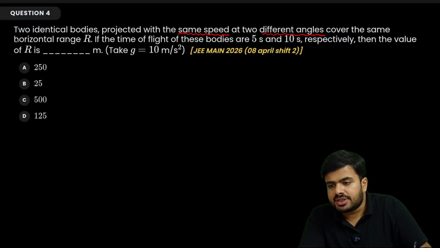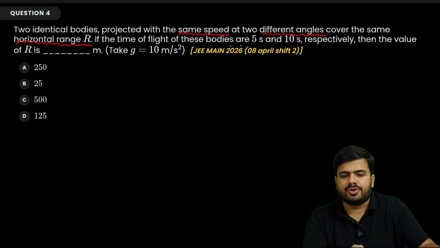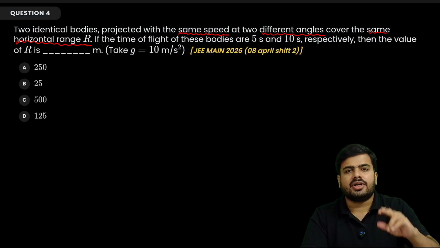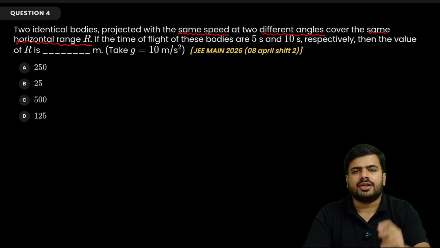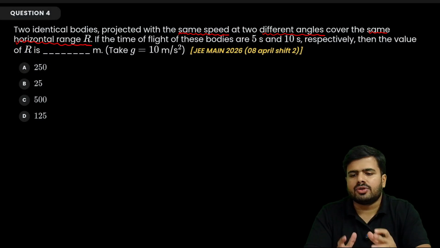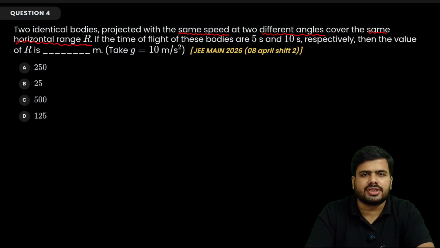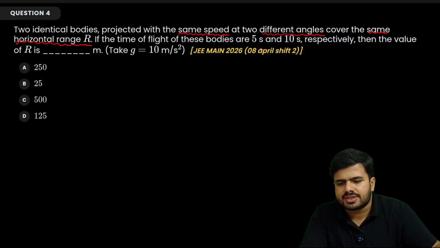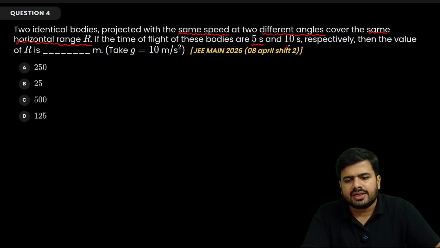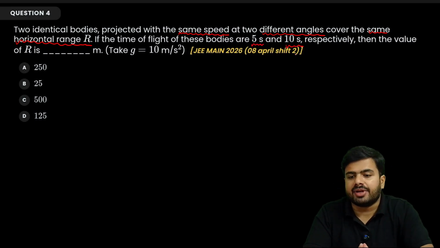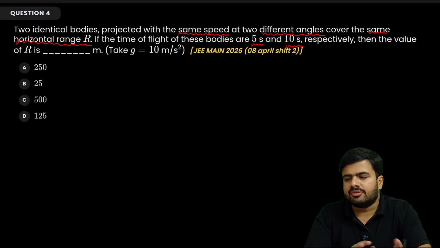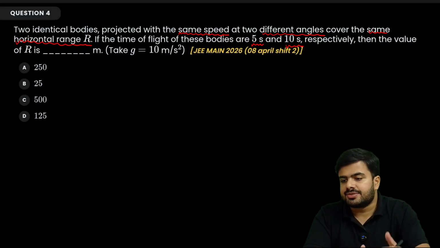They cover the same horizontal range. This is the quite important keyword they have given. They cover the same horizontal range for different angles with the same speed. That is possible only when both the angles are complementary to each other. If the times of flight of these bodies are 5 seconds for the first body and 10 seconds for the second body, then the value of the range we have to find out.